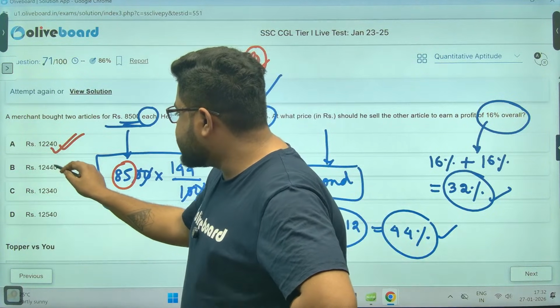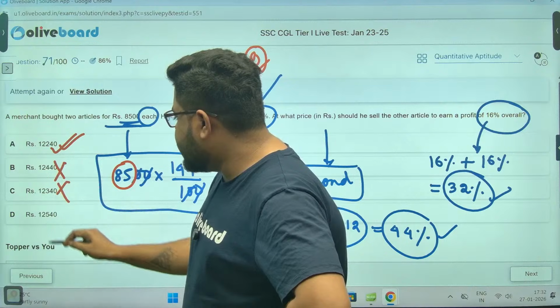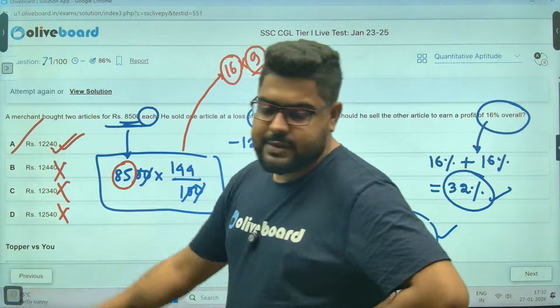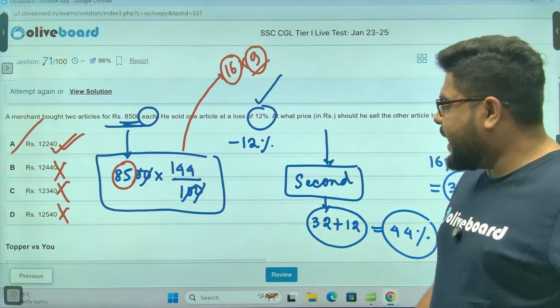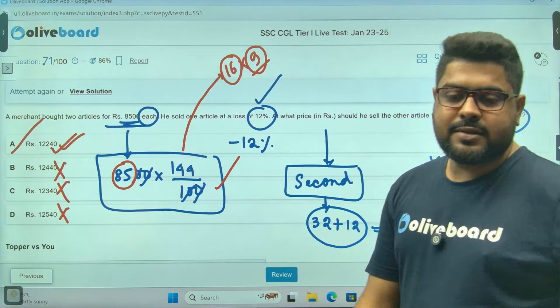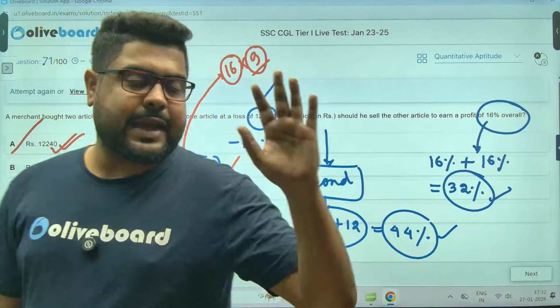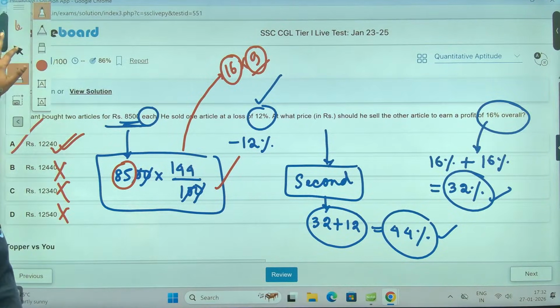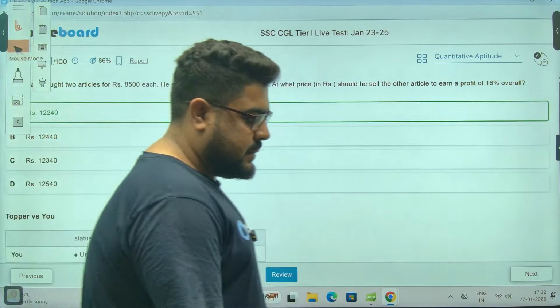Sir, 819, this is not a 9 multiple. Not a 9 multiple. So this is my answer. You see, I have avoided my calculation, and I can 100% say this is my answer.